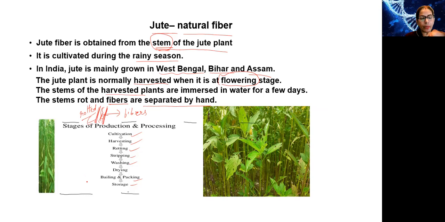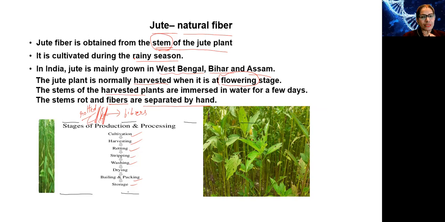Then if we go to jute, which is another natural fiber, we get jute from the jute plant. Now, which part of the jute plant? We get it from the stem of the jute plant. Inside the stem, there are these jute fibers.